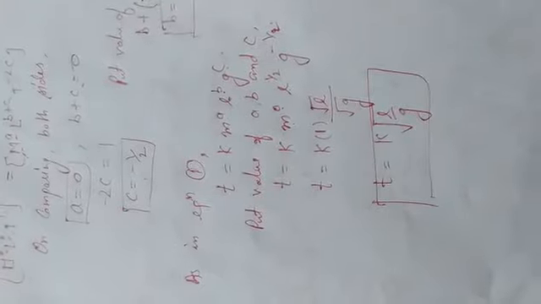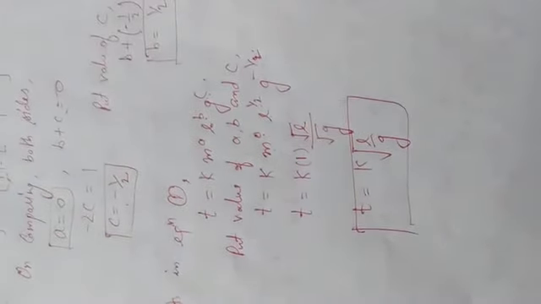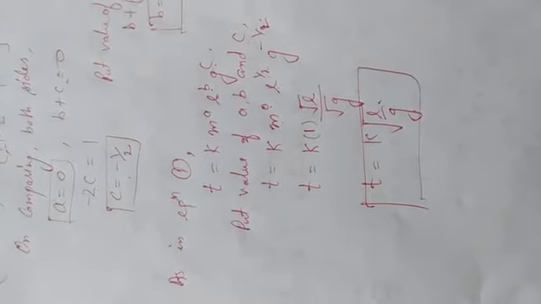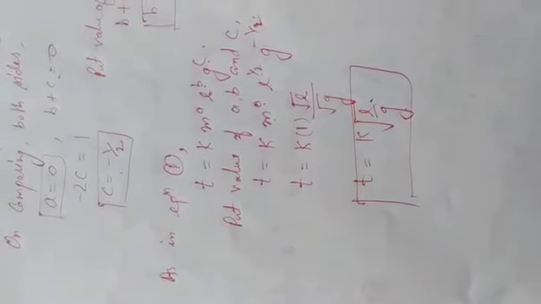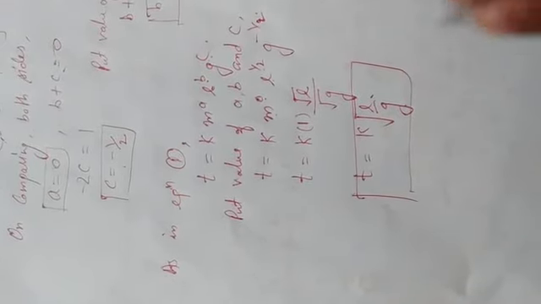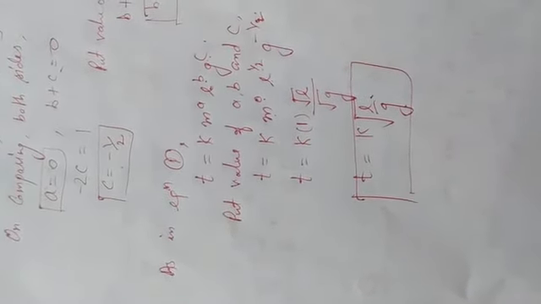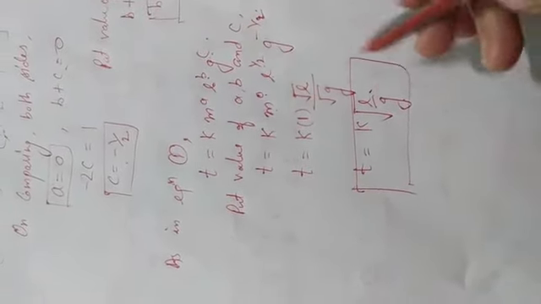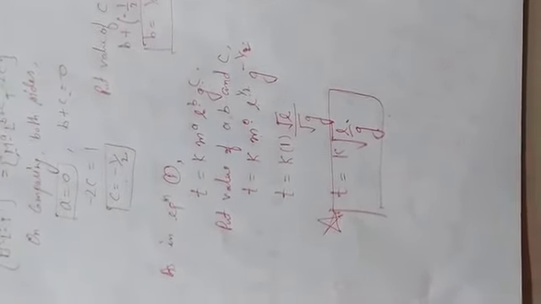This relation is for the time period of a simple pendulum. That means m is deleted. Only this relation depends upon L, the length of the pendulum, and g, the acceleration due to gravity. The time period of the simple pendulum does not depend upon the mass of the bob, only on L and g. This relation we can find by using the dimensional equation. Understood now? Now for the next question you have to find out.